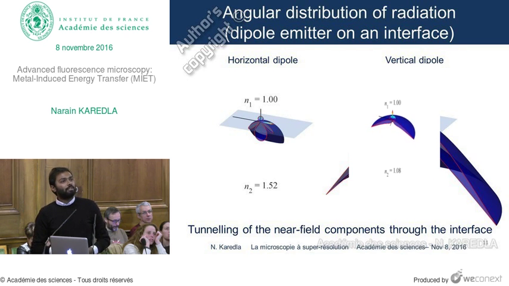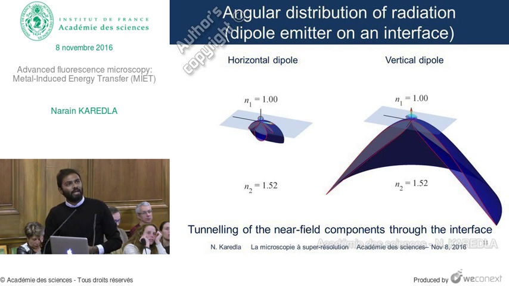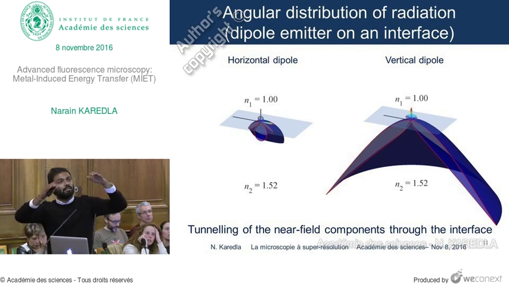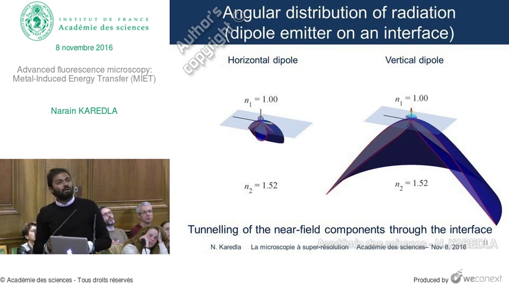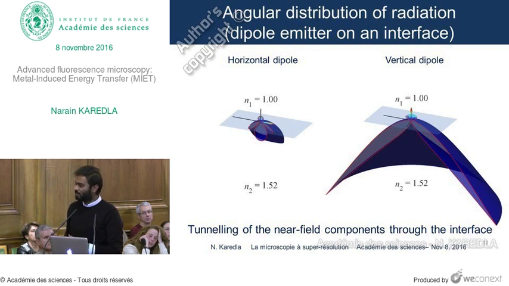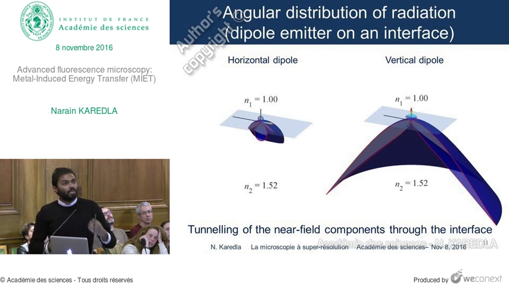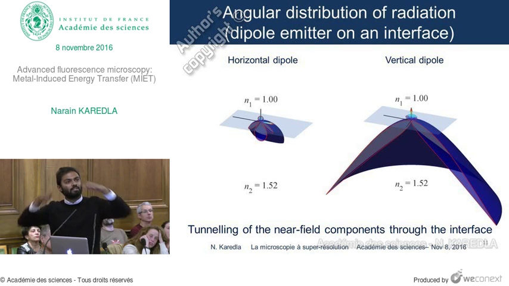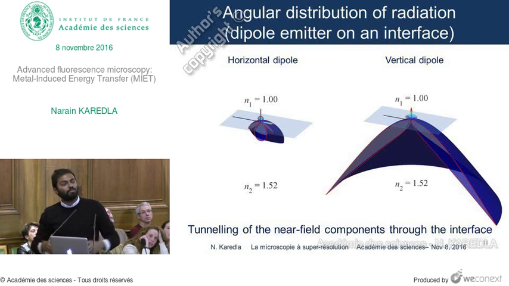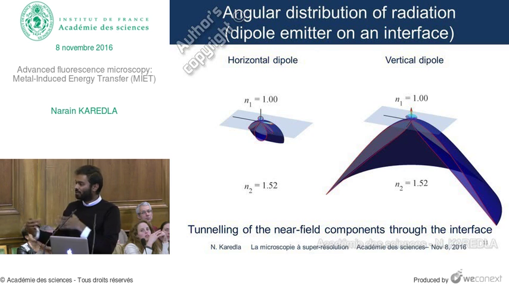So I'll pause it here. This situation shows where you have air on top and glass below. As you can see, the shape changes. This is because of the tunneling of the non-propagating field from the dipole, which now propagates in the denser medium, and you observe such an angular distribution. So the dipole emits more radiation into the glass medium, and that's the reason why we now use inverted microscopes with high numerical apertures to get more fluorescence from single molecules.